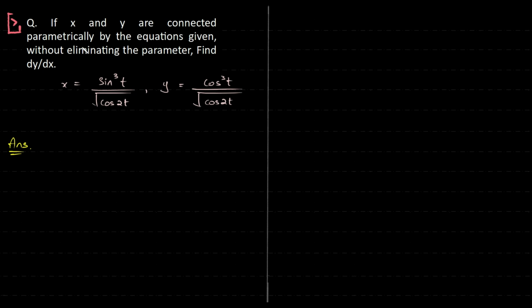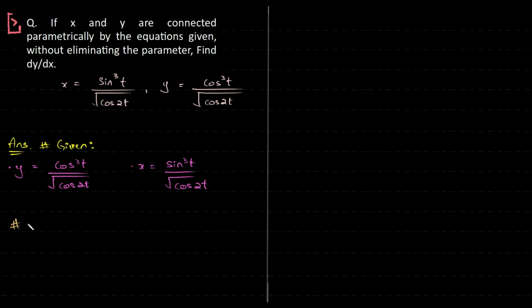If x and y are connected parametrically by the equations given, without eliminating the parameter, find dy by dx. So we have been given x and y. Always start off with y first, because the sequence helps. y is cos 2t, and x is sine cube t divided by root of cos 2t.